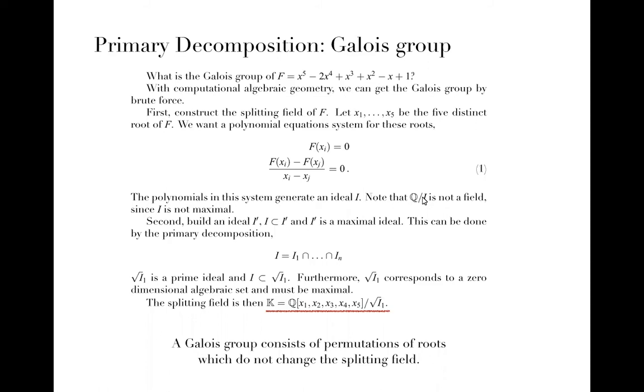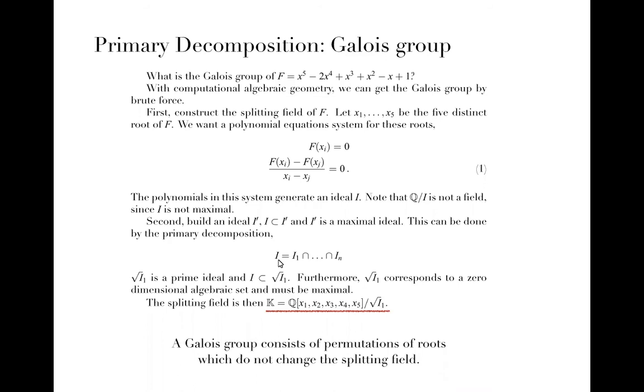This polynomial ring over I will give you a quotient ring. It seems that by introducing the symbols x1 to x5 into these equations, it looks like a splitting field. But this I may not be prime, it may not be maximal, so this quotient ring is not a field. So it's not a splitting field. How could you make it bigger? To make it bigger, you consider the primary decomposition.